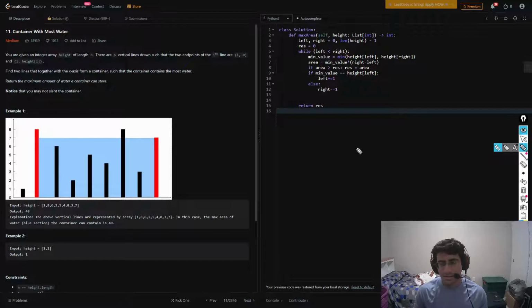So this is going to be a two-pointer approach. It's going to be an opposite directional two-pointer approach. So we're going to have a left pointer here and a right pointer here. You can also feel free to look at the code and understand the idea.